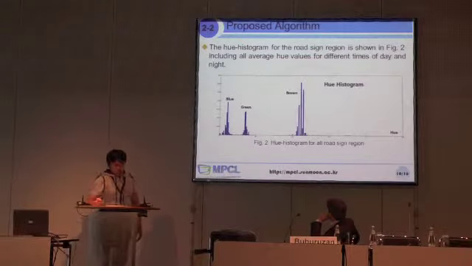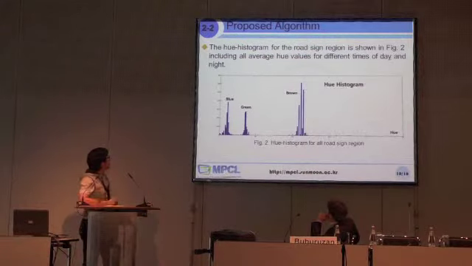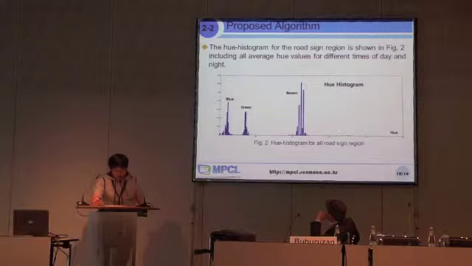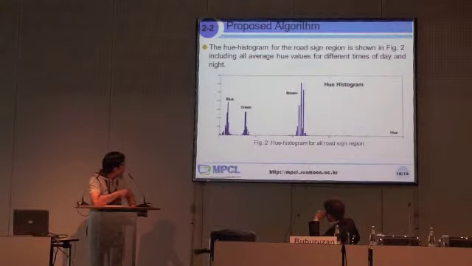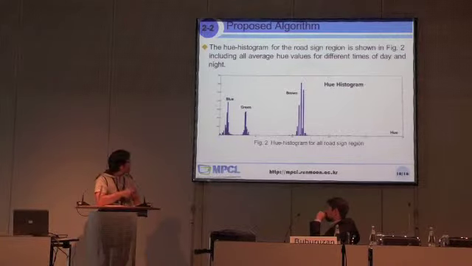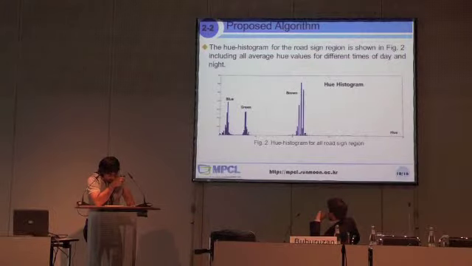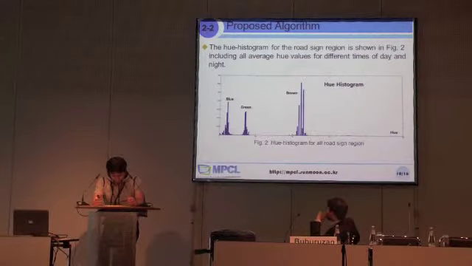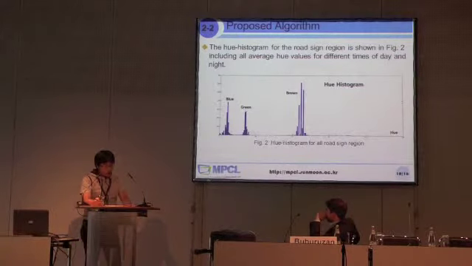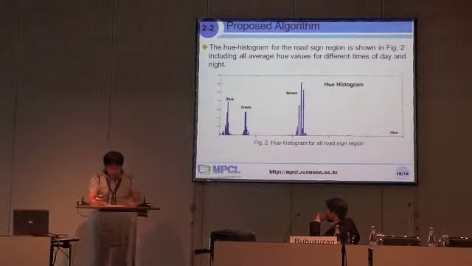This histogram was obtained in the area of road signs, including all average hue values for different times of day and night. As you can see, blue color sign boxes can be easily classified, but blue and green colors are close to each other in a few domains. To achieve proper segmentation, another feature space should be used, since our primary aim was to classify the blue and green colors. Normalized blue and normalized green are treated as primary features.